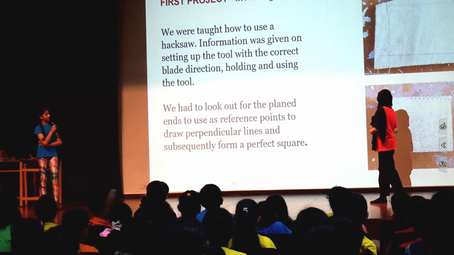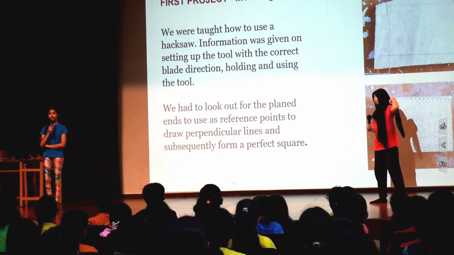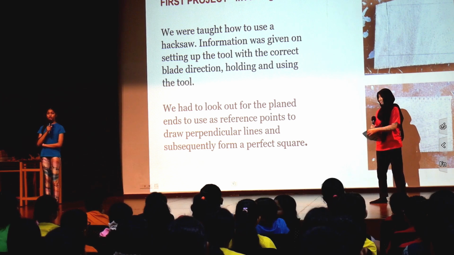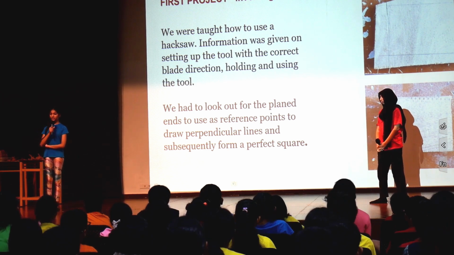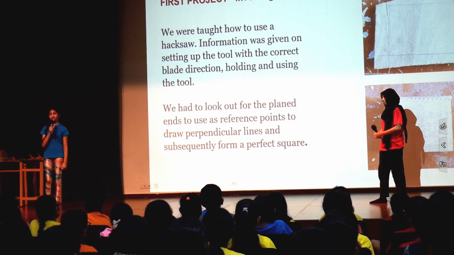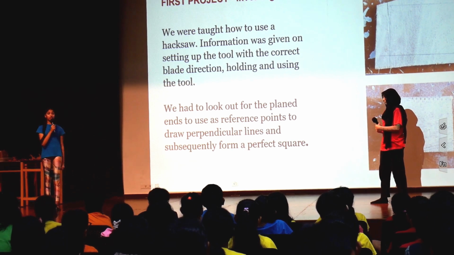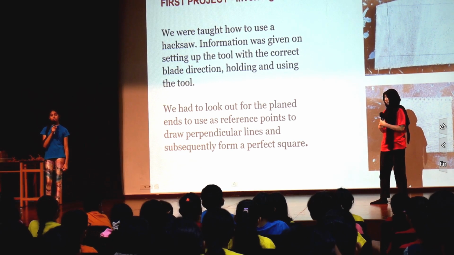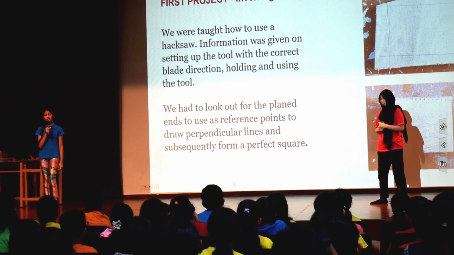Our first project involving tools was to make a square out of wood. We learned how to use a hacksaw, how to assemble the blade in the right direction, and how to hold and use the tool to get a smooth and clean cut. We had to look out for the planed edges and use them as points to draw perpendicular lines and subsequently draw a square.